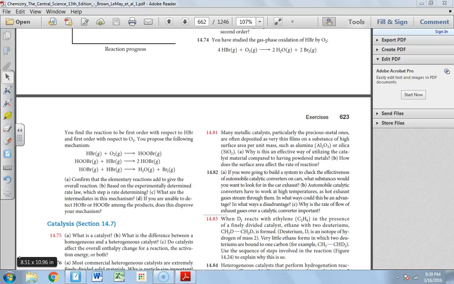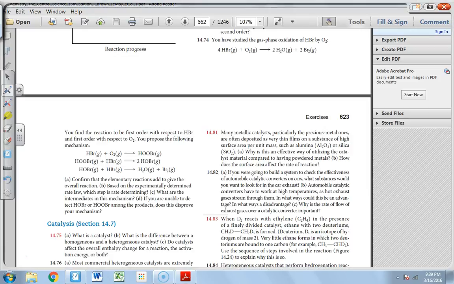Everybody, let's take a look at question 14.74. This is more of a theoretical question and probably isn't going to require any math. The question starts off saying confirm that the elementary reactions add up together. We're not going to look at that. We're going to avoid that question. But it says based on the experimentally determined rate law, which is the rate determining step.